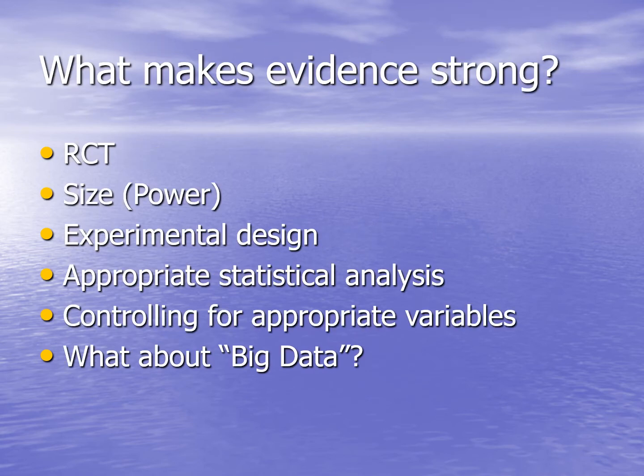So what makes the evidence strong? Randomized controlled trials are really the gold standard at this point. I'm actually wondering if this may change over the next several years because of the advent of big data. Big data basically is these samples of 100,000 or 200,000 people that the insurance companies have collected. The advantage of big data is that we didn't have to exclude the pregnant women. We didn't have to exclude people of a certain age or people of a certain issue.